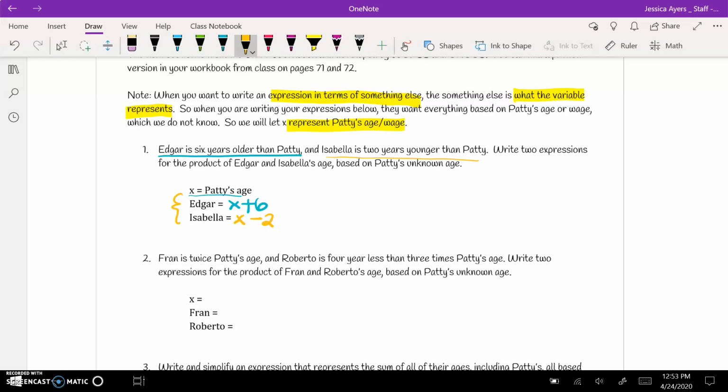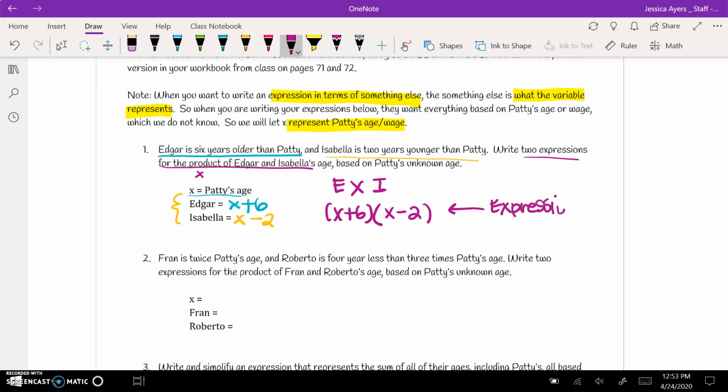So now they want us to write 2 expressions for the product of Edgar and Isabella's age. So product means to multiply. So I'm just going to take whatever Edgar's age is, and I'm going to multiply it by whatever Isabella's age is. So I'm going to do X plus 6, and I'm going to multiply it times X minus 2. This is expression 1. It's the factors that create their product.